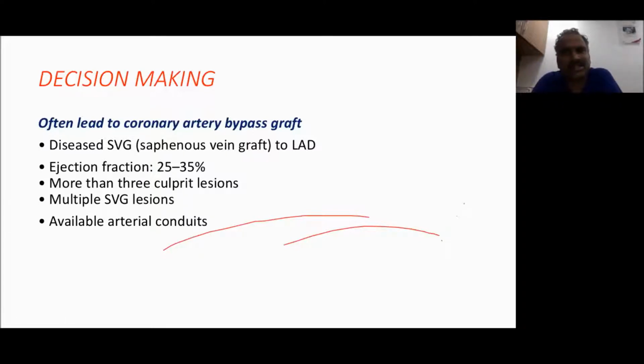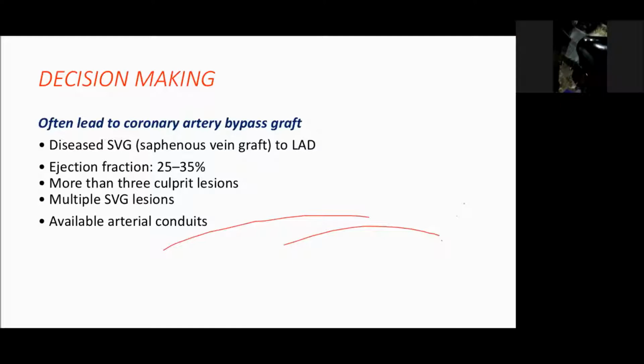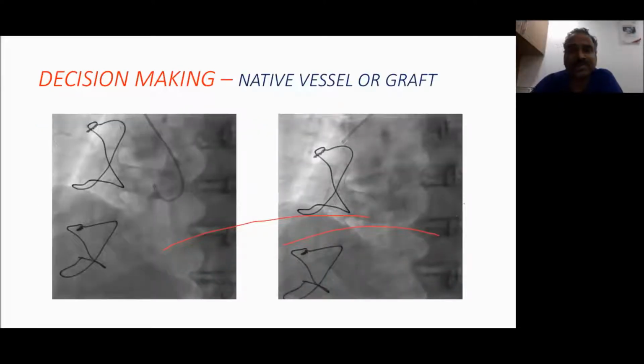And some factors which favor bypass surgeries. The most important thing is your LAD scenario. If the LAD graft is occluded along with other vessel lesions, multi-vessel disease, then obviously bypass surgery becomes a good choice. Also in patients with ejection fraction less than 35% and multi-vessel disease, multiple SVG lesions and degenerated SVG grafts, and if there are good available conduits. In those situations, bypass surgery will definitely be a good option.